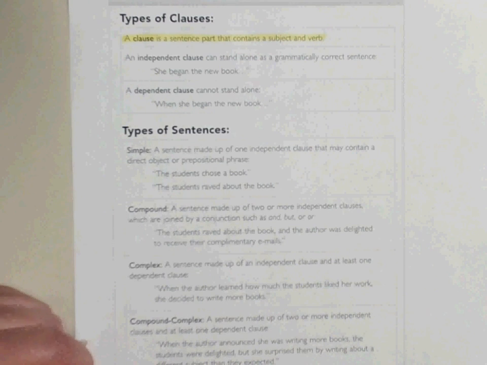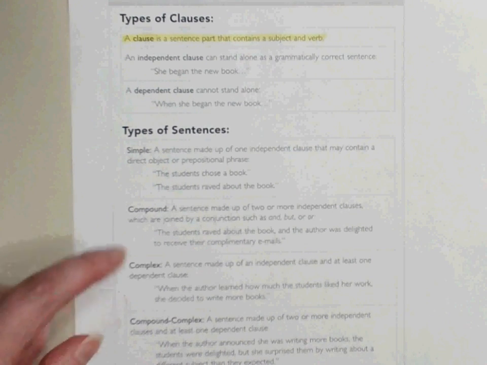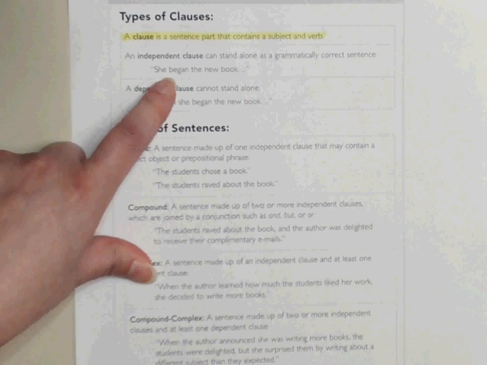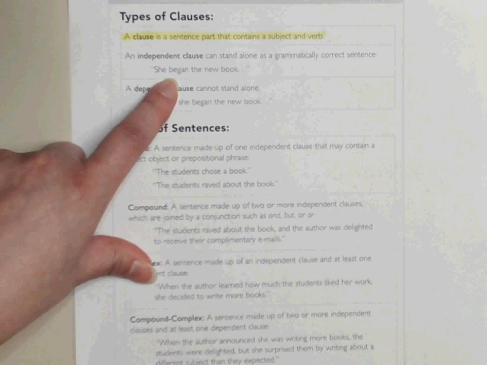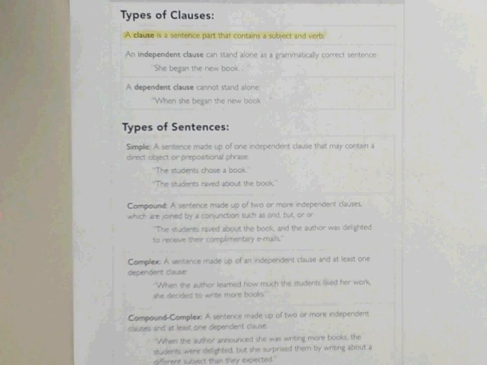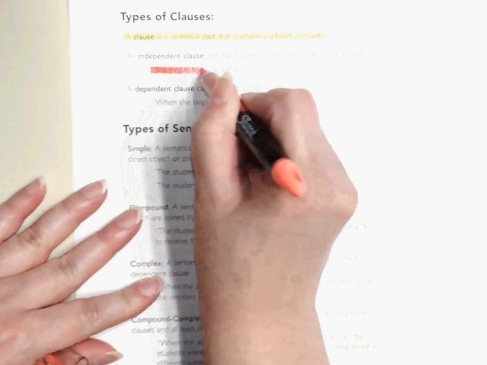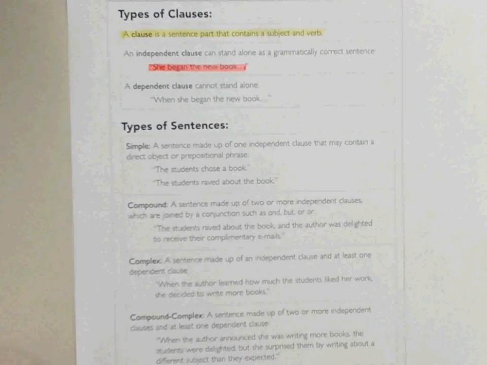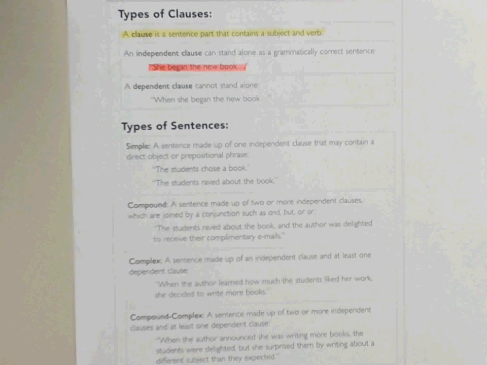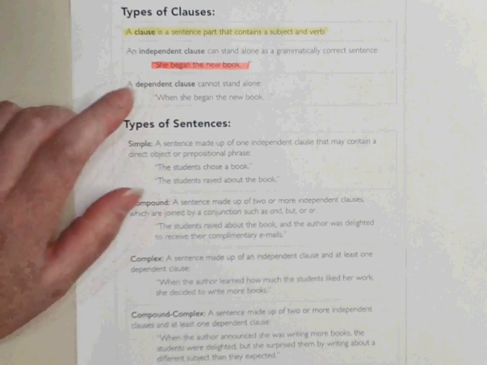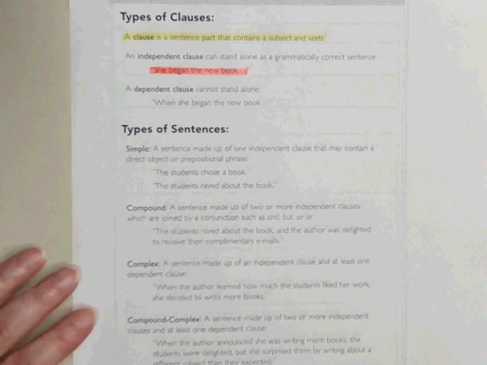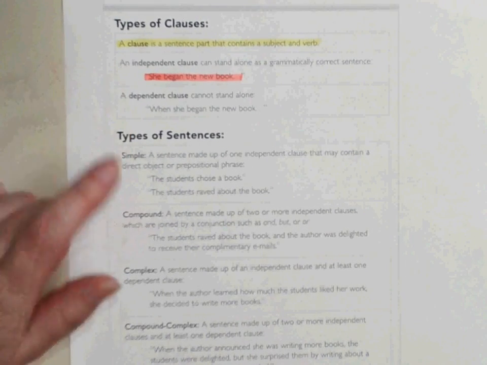Okay, an independent clause. Okay, here we go. An independent clause can stand alone. So y'all see this sentence right here? She began the new book. Can that stand by itself and make sense? Yes. So just pick a different color. And I'm just going to highlight that sentence. She began the new book. So if it's independent and it can stand by itself, I'm going to highlight it whatever color you chose.